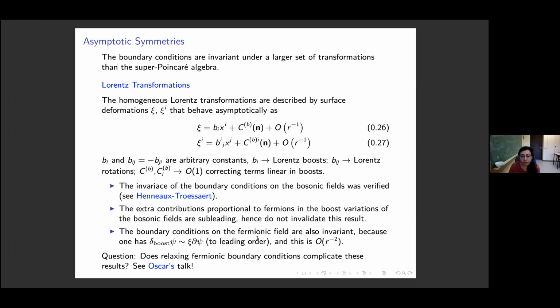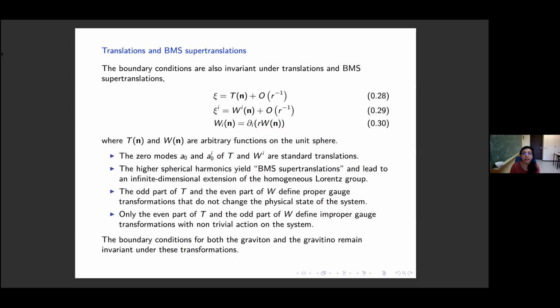And for the fermionic field, delta boost psi goes as chi times del psi, but chi is order r at leading order, and this is 1 by r cube. So again, the whole thing is order 1 by r square, and this is also respected. So we see that these are invariant under Lorentz transformations. And similarly, under translations and BMS super translations also, these can be shown to be invariant.